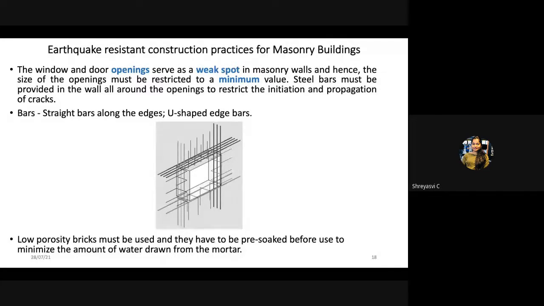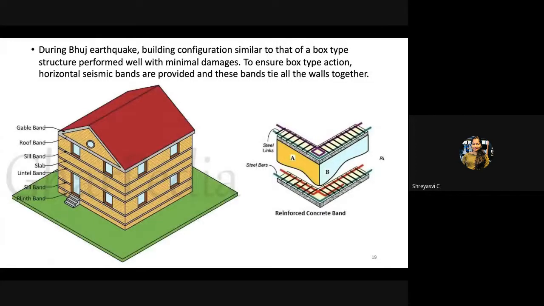See, most of the times whenever we are constructing, the brick is pre-soaked, so that the absorption of water from the moisture in the atmosphere becomes very less if you are using low porosity bricks. That is one of the suggestions that many people had after having experienced numerous earthquakes. During the Bhuj earthquake, the buildings which were similar to a box performed very well as compared to even RC buildings. That is when they understood the significance of having a simple building configuration. When we have a simple building configuration, the entire building behaves as a single unit. That is what many people have attempted to do over the years.